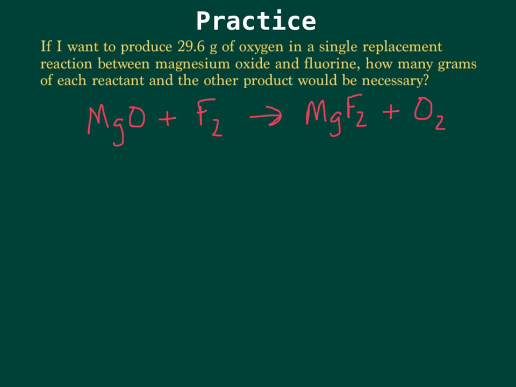And here is the skeleton equation. Now in order to balance this, I need to make my oxygens correct. So I'm going to put 2 right there, which then changes my magnesiums, and then also changes my fluorines. So I need 2's all the way across, can't reduce that anymore.